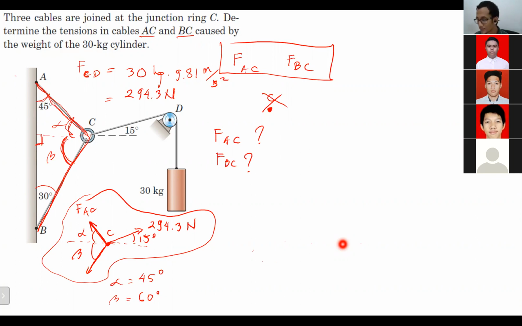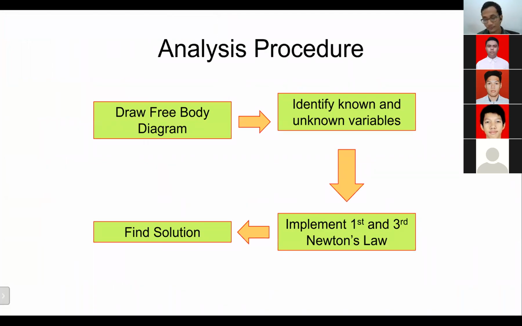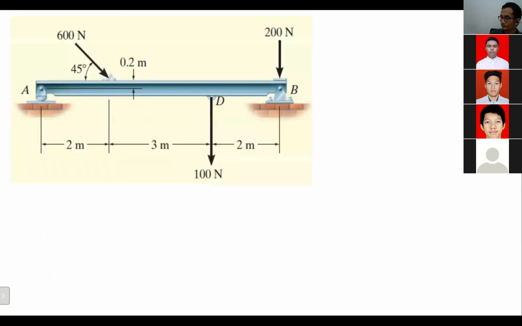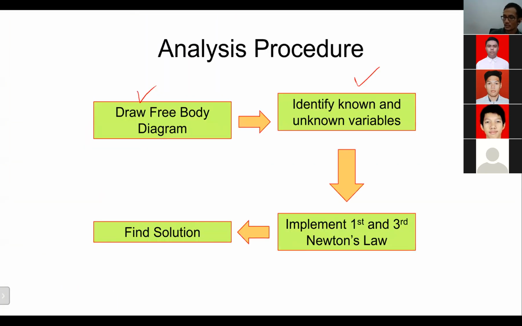Remember, whenever we try to solve it, Omar, yesterday I told you about the sequence that you're supposed to follow. I'm not kidding about the sequence. First is to draw the free body diagram. Then identify the known and unknown variables. These two we have done, right? The known variable is 294.3 Newton, FCD. The unknown values are the rest, FAC and FBC, right? Yes. So this one is done as well.